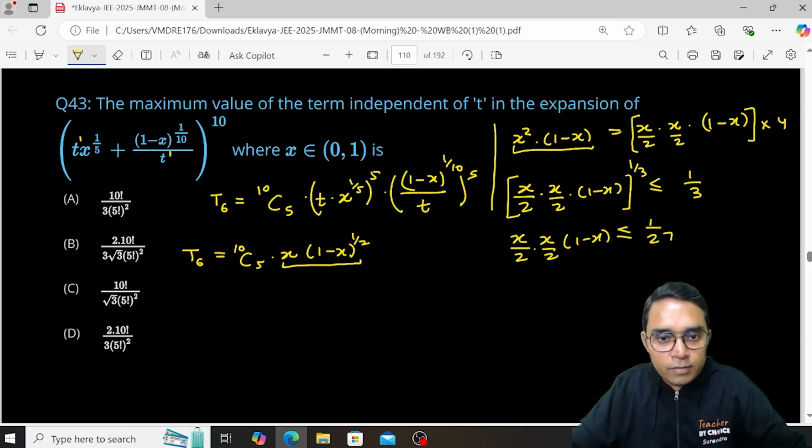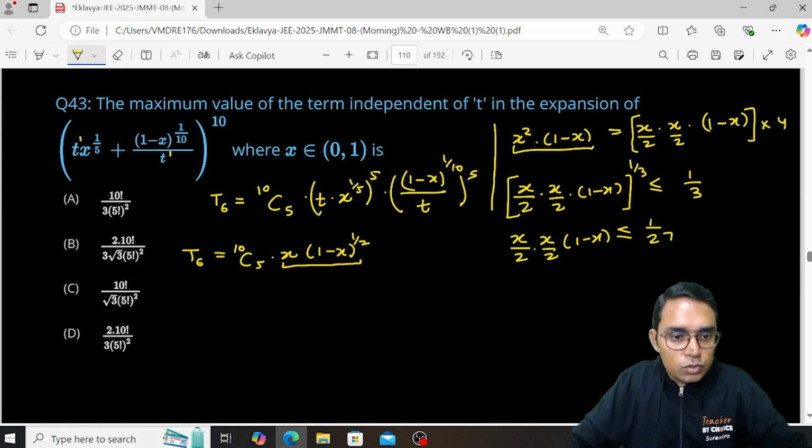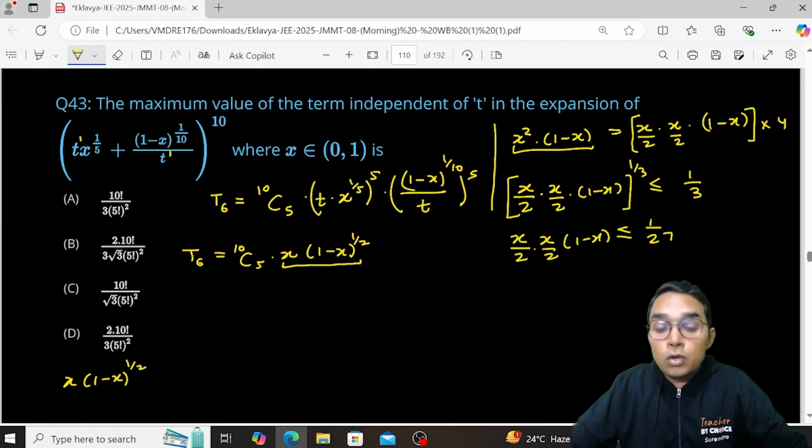So 4 upon 27. And this is under root of this thing. So can I say that the maximum of x into 1 minus x power 1 by 2, not minimum, actually maximum, will be less than or equal to, I think, 4 upon 27 under root.